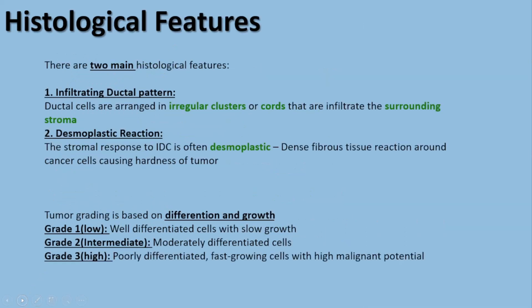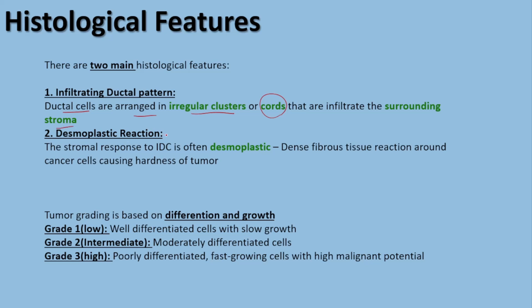Now, what are the histological features of invasive ductal carcinoma? First of all, we have two main features that you have to know for your board examination. We can have infiltrative ductal pattern, and what you are going to see is ductal cells that are arranged in irregular clusters or cords, and these clusters are going to invade the stroma of the breast.